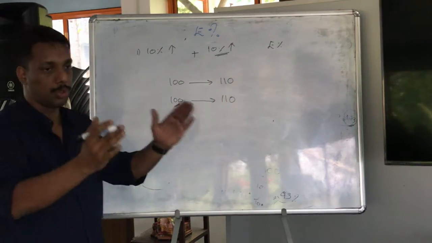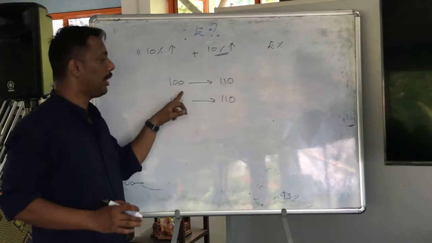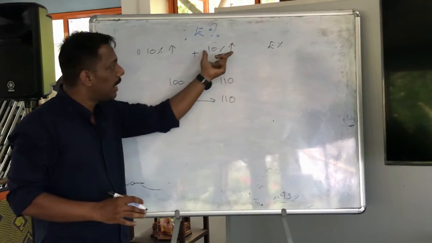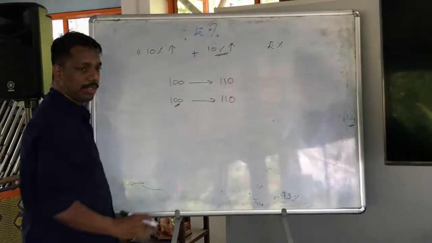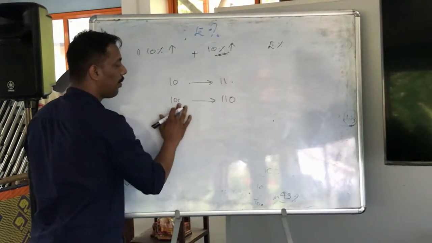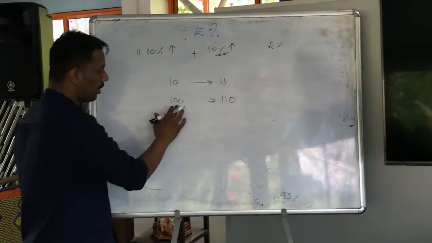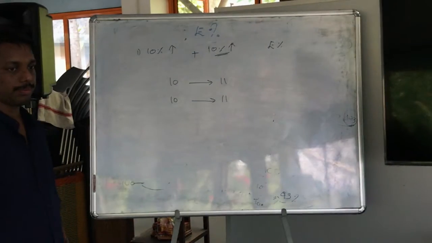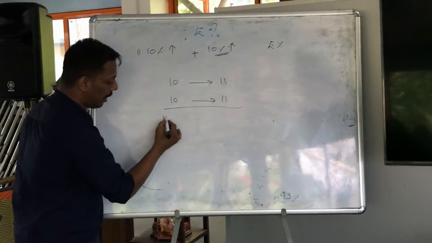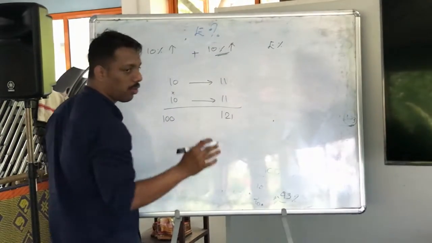I am dividing this problem into 2. In the first case, the initial value is 100, and I have increased it by 10%. And again, in the second part of this problem, I am considering the initial value as 100 and again increasing 10%. 100 becomes 110, which means 10 becomes 11, right? Both are the same. Then what will be the effective change? I just multiply left and right. On the left, 10 into 10 gives 100. Then on the right side, 11 into 11 is 121, the square of 11.